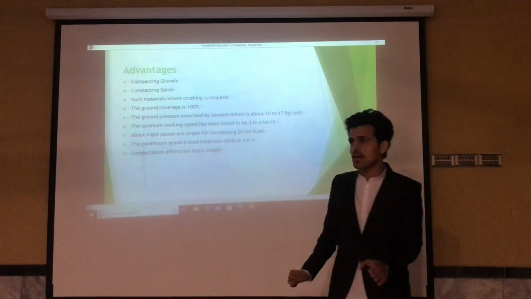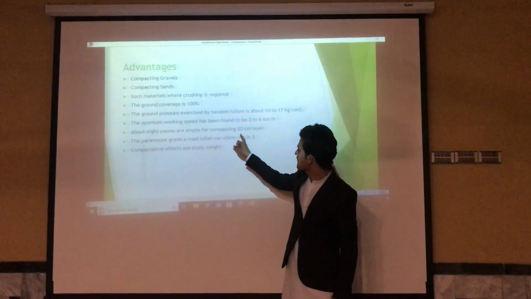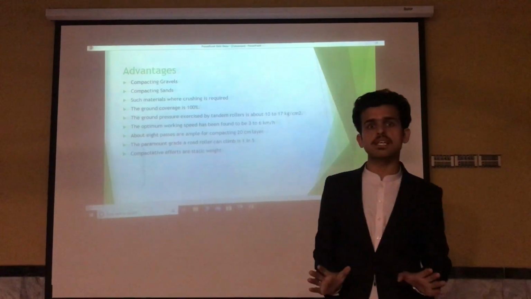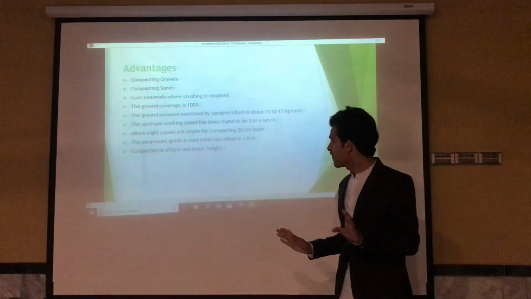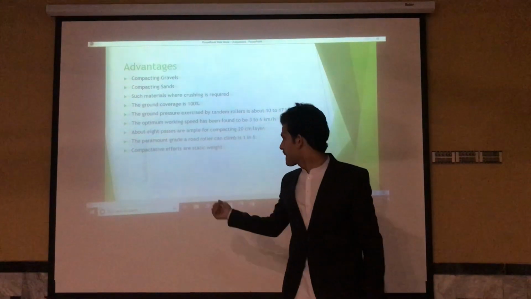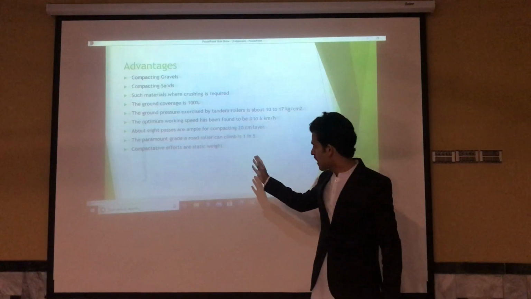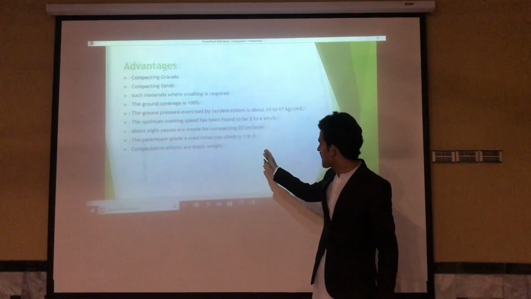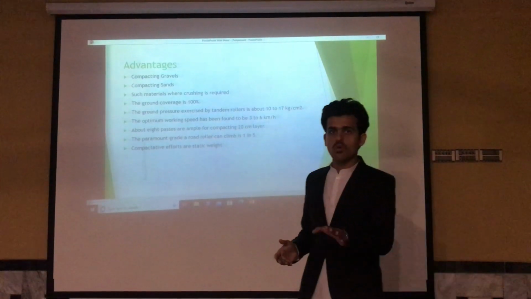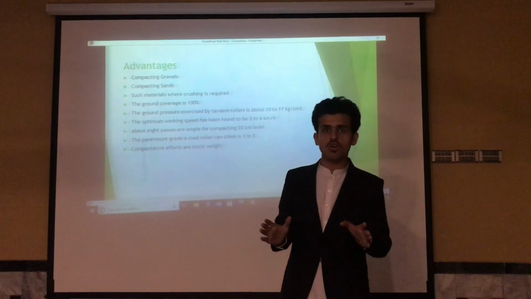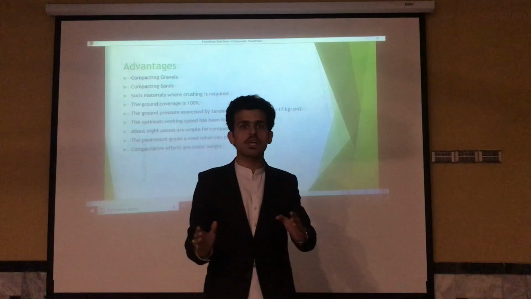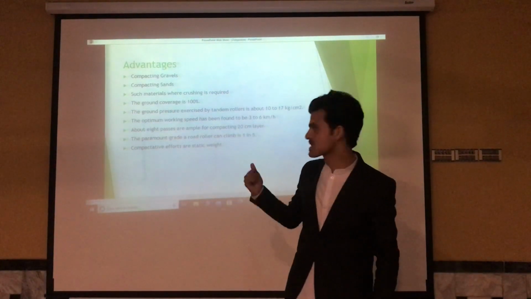About 8 passes are ample for compacting a 20 centimeter layer. If the thickness of the layer is 20 centimeter, it's enough to pass a roller 8 times. The steepest grade a roller can climb is 1 in 5 feet. It means that if we have a road which is 5 feet long and has a 1 foot grade, it's better for us to use this type of roller.